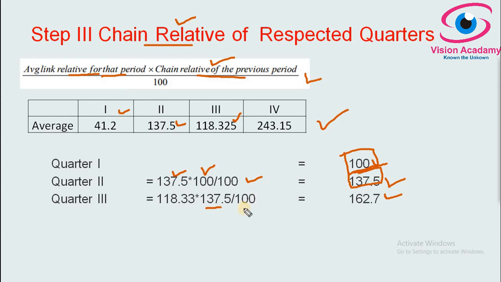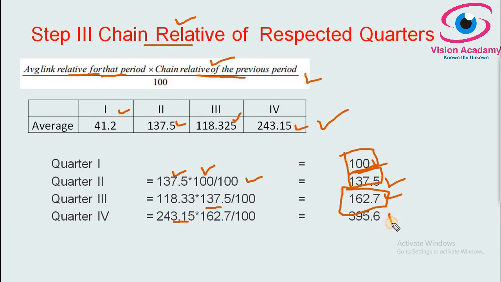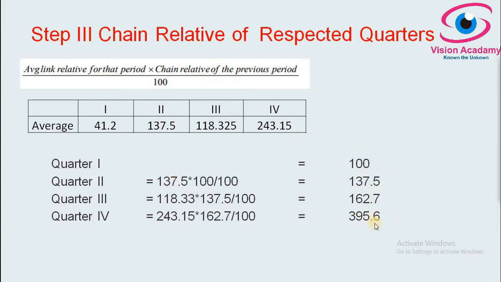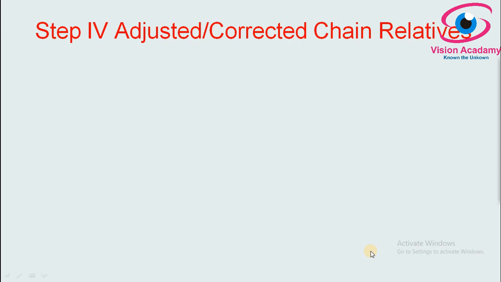162.7. Then for the last quarter, the average of the fourth quarter link relative is 243.15 into 162.7, which is the previous period chain relative, divided by 100, will be 395.6. So in this way we also finished step number 3, that is the chain relative of the respective quarters. Now let us move on to the fourth step. That's again a very important step, because using this only we will find the seasonal indices.